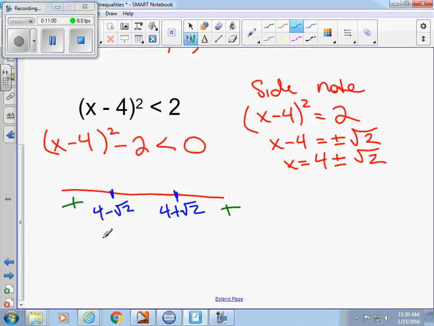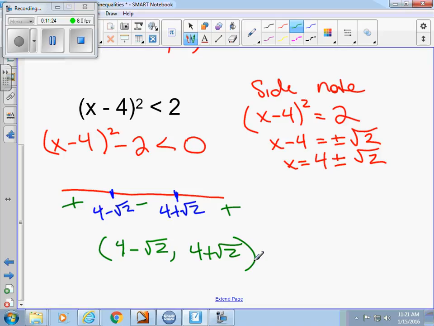Here's the one tricky one. What's a number guaranteed to be in between 4 minus radical 2 and 4 plus radical 2? 4. Oh, look at you go. So 4 minus radical 2 to 4 plus radical 2.